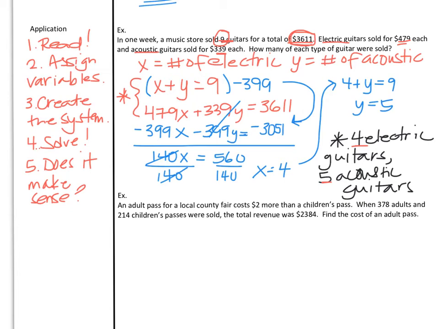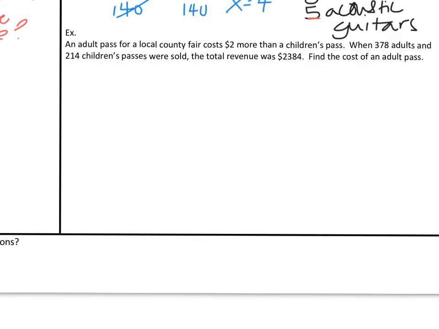All right, let's try the last one. An adult pass for a local county fair costs $2 more than a children's pass. When 378 adults and 214 children's passes were sold, the total revenue was $2,384. Find the cost of an adult pass.